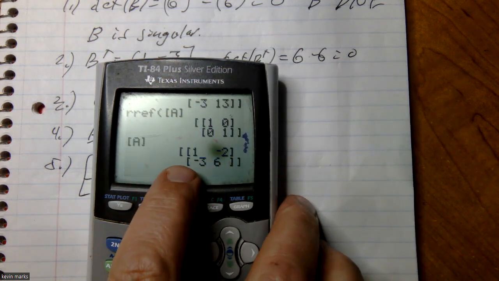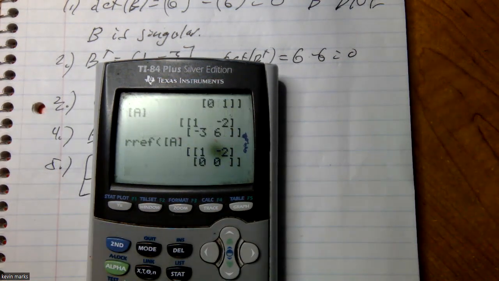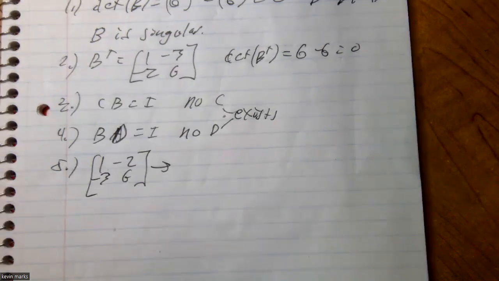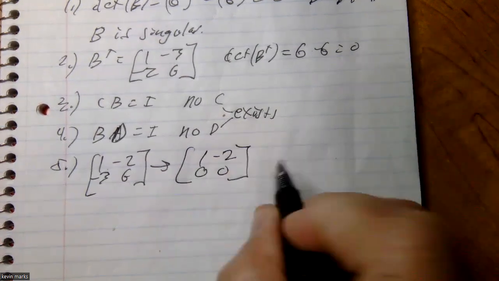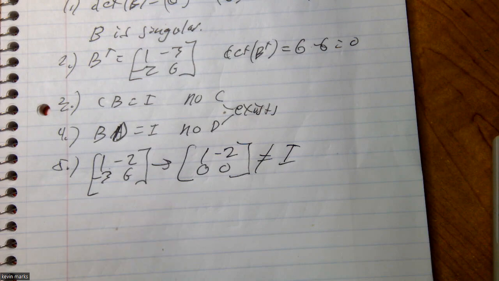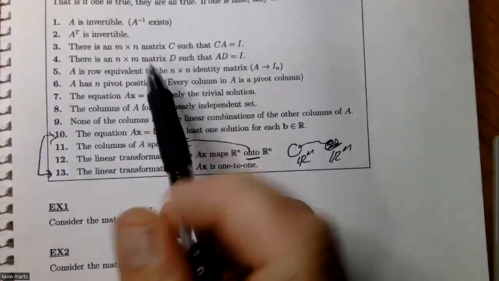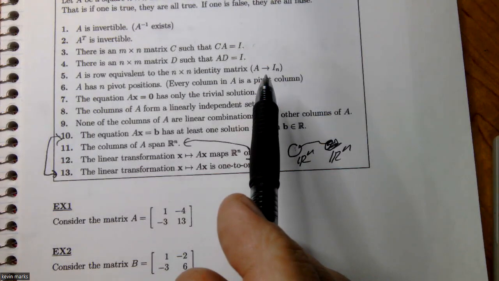Yeah, I did. Okay, so 1, -2, -3, 6. All right, so I want to row reduce A, but look what you get. You don't get the identity. That's the point. So you are going to get 1, -2, 0, 0, which is not the identity. Since this particular matrix is not invertible, it's not going to row reduce to the identity.